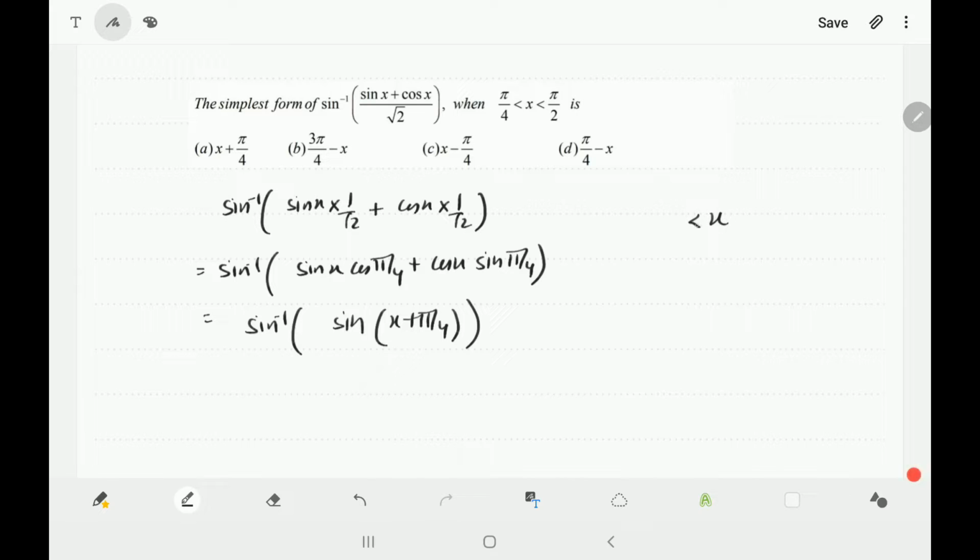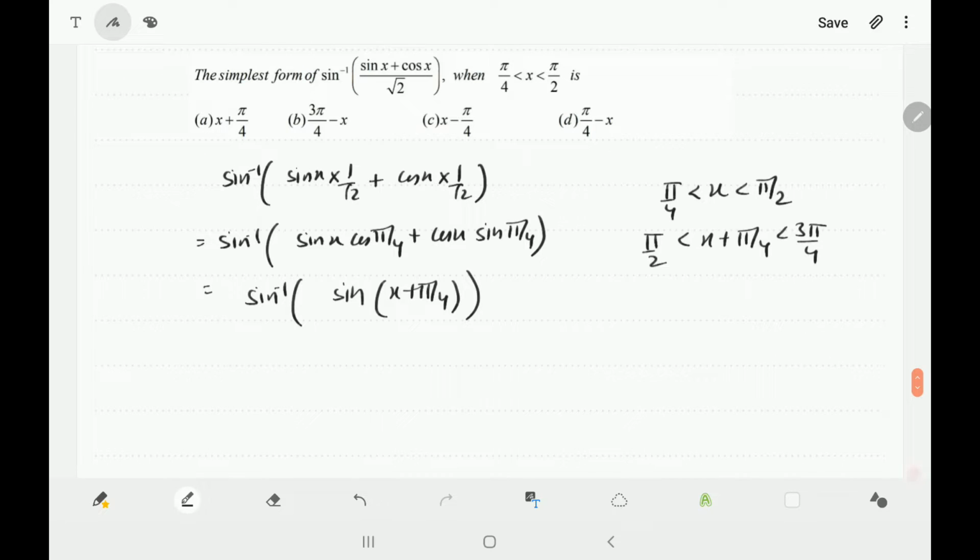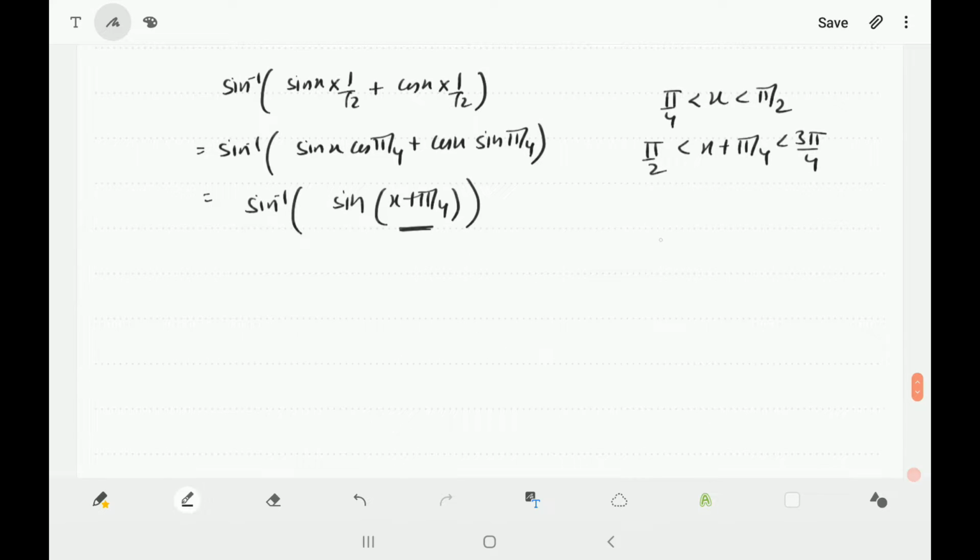Now the x interval is given as pi by 4 to pi by 2, and x plus pi by 4 will vary from pi by 2 to 3 pi by 4. Now this is not in the principal value branch. If x plus pi by 4 were in the principal value branch, the answer would be x plus pi by 4. But because it is not, we have to open this up using the graph of which function? Sin inverse sin x.